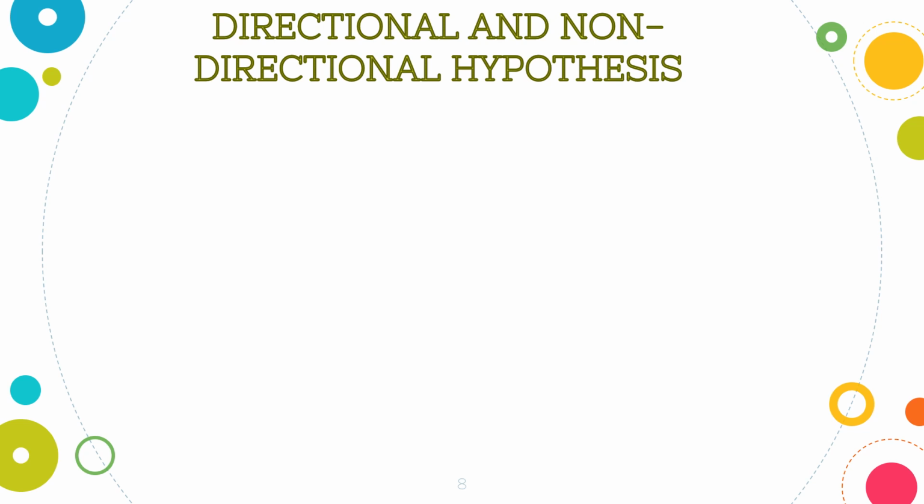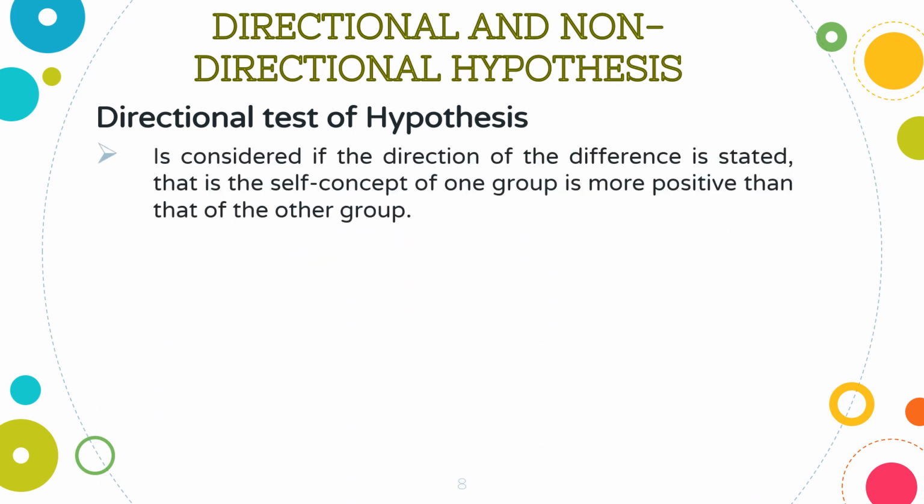So, directional and non-directional hypothesis, let's have first a directional test of hypothesis. The hypothesis is directional when the alternative hypothesis defines an orientation either greater than or less than that established in the null hypothesis. So, we can say that it is directional if it stated greater than or less than. Okay? So, it is considered if the direction of the difference is stated. So, na-state yung direction niya.